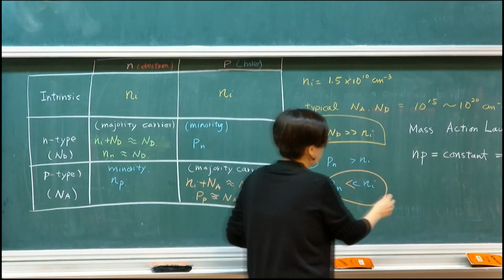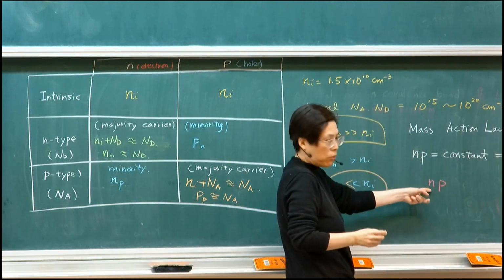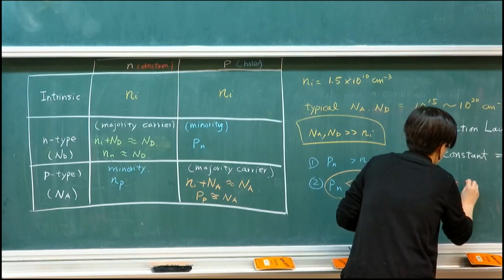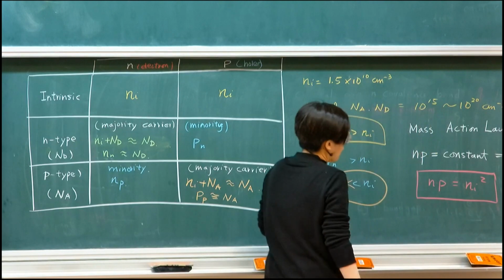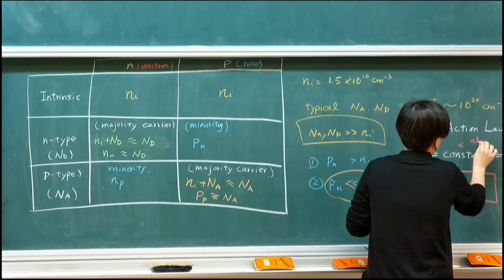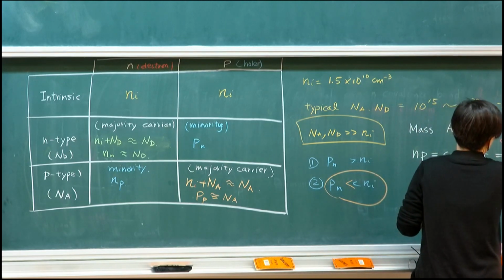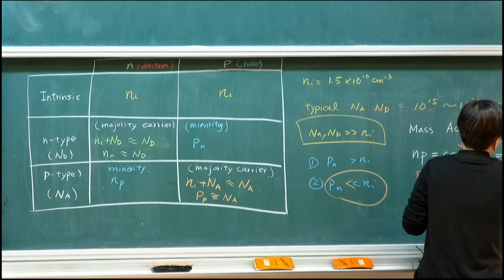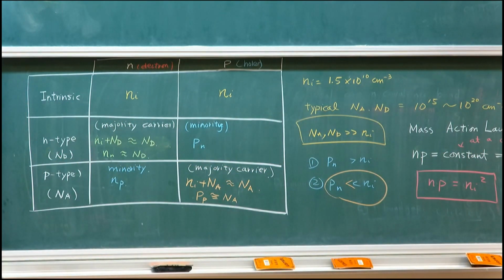Let me write it down here. So your mass action law is simply N times P, the electron density times the hole density. The product of that will be constant at a fixed temperature, at a certain temperature, so it will be at a certain ratio. So it's like a seesaw, 像跷跷板, one goes up, the other goes down. The product of both will be the same.